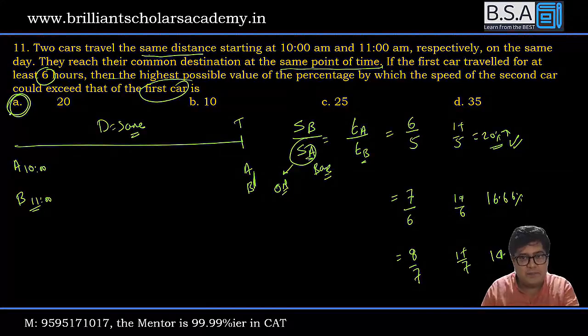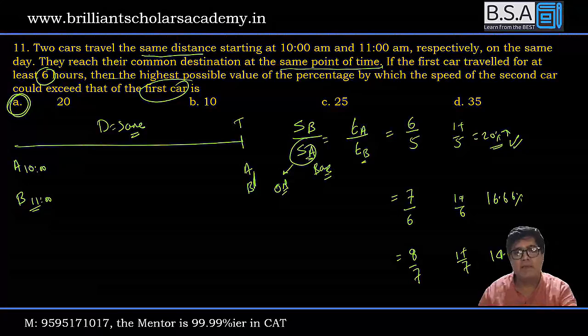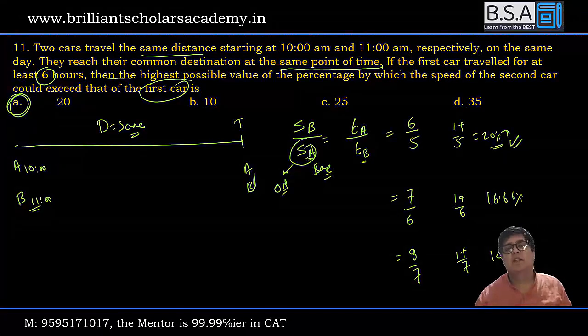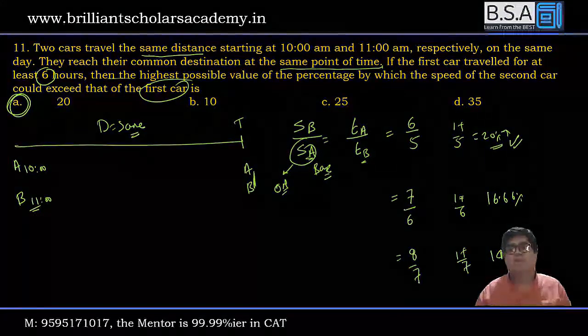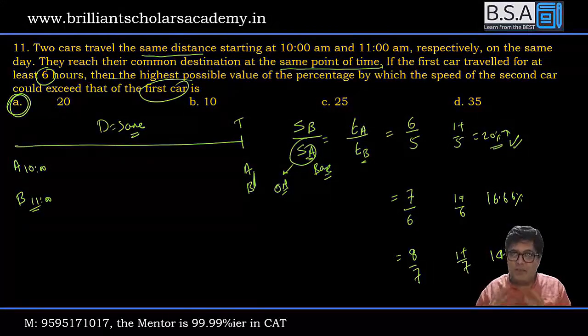A CAT question which was answered by a very simple single ratio. 20%. Speed of second car can be maximum 20% more than the speed of first car. If you keep in mind what is the base, how do we calculate percentage increase, this becomes a two-step problem.